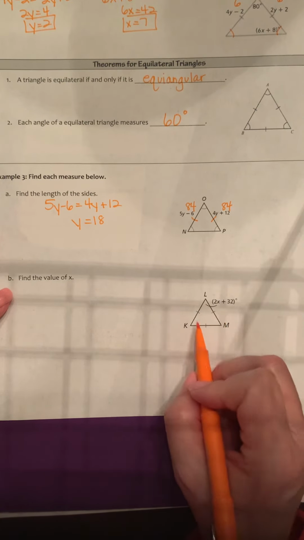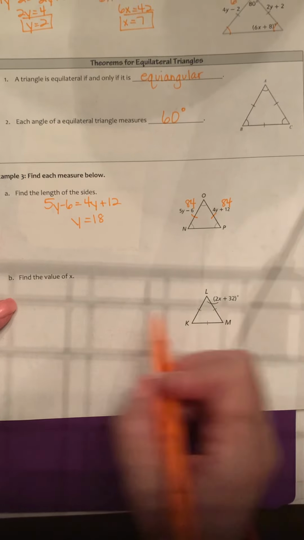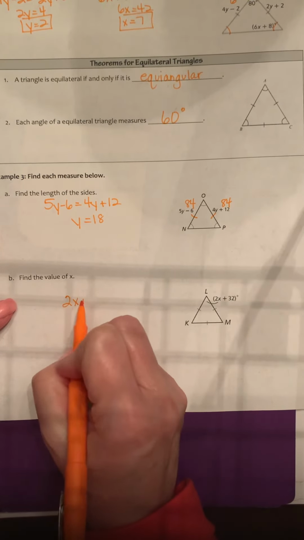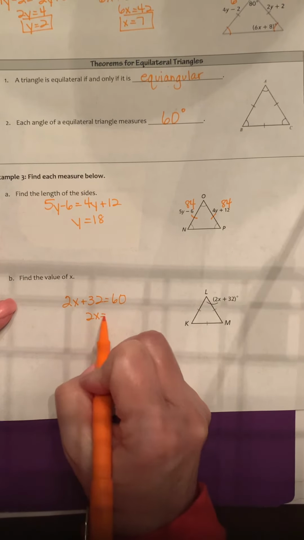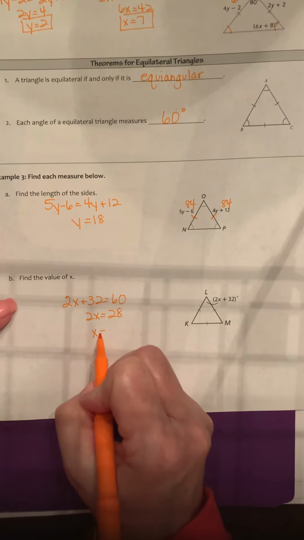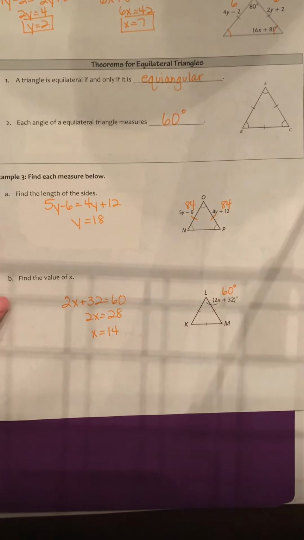If all the sides are congruent, all the angles are congruent. Therefore, all the angles are each 60 degrees. So we get 2x plus 32 equals 60. So 2x equals 28 and x equals 14. If you plug that in there, you will get 60 degrees, and we are done.